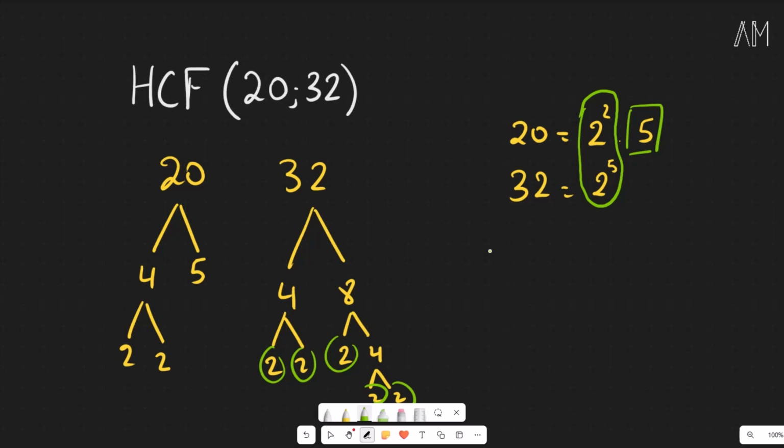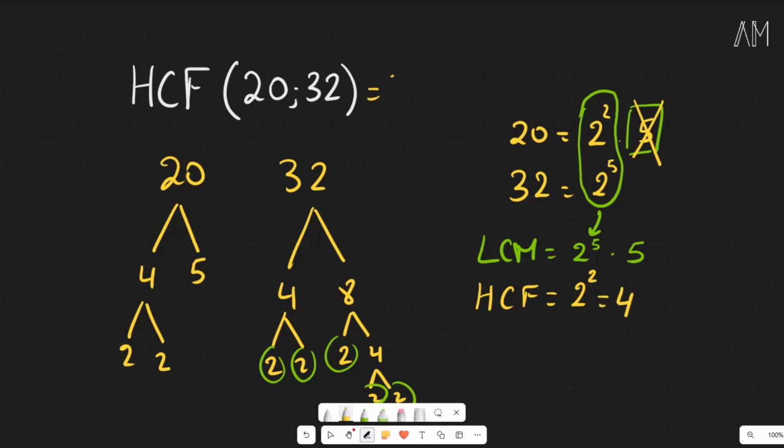Now, usually the LCM, in the previous video we said, will take the greatest among the common numbers, which is 2 to the power of 5 in this case, and it will take the lonely numbers as they are. Well, it is completely the opposite for the HCF. It will take the lowest between the common numbers, which in this case is 2 to the power of 2, and it will completely ignore the lonely numbers. So the answer in this case is 4, and that's how we do it.